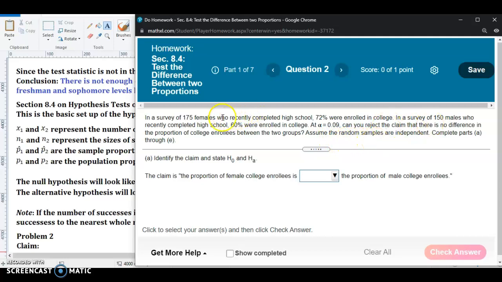Okay, we can see that because the number of females in the survey is not equal to the number of males in the survey. So these two samples are definitely independent. Okay, we're going to complete parts A through E.